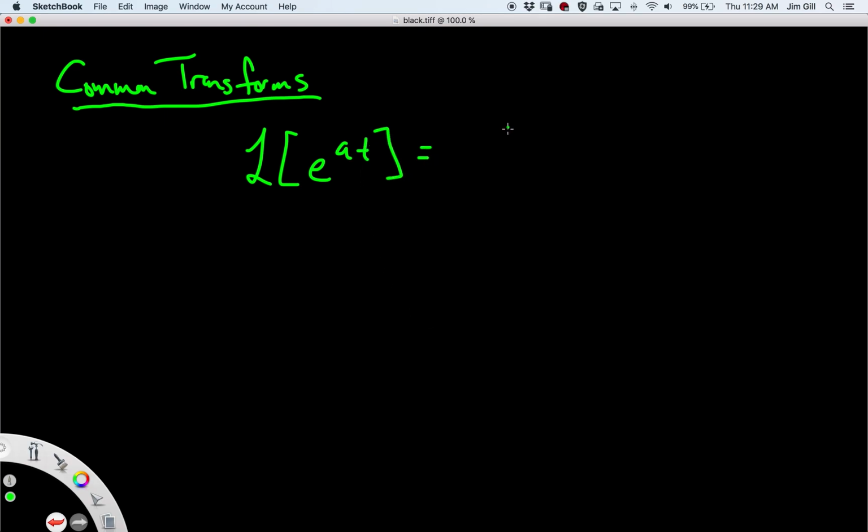So the first one, the Laplace transform of an exponential function, is the following function. It's 1 over s minus a. So the Laplace transform of e to the at is 1 over s minus a, and that's for positive a, and the Laplace transform is an undefined function for s less than or equal to a. So the domain of the Laplace transform of e to the at is just s's which are larger than a. Okay, that's just something to keep in mind.